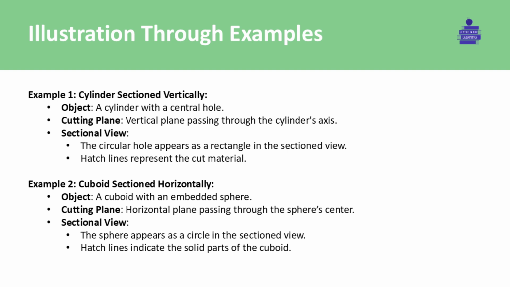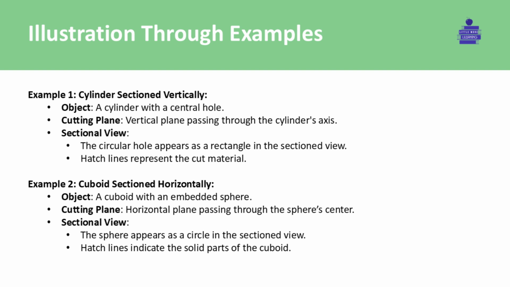Our first example is a cylinder with a central hole, cut vertically. Imagine slicing through a pipe lengthwise. When we make this cut, the circular hole appears as a rectangle in our sectional view. Isn't that interesting? Our hatching lines clearly show which parts are solid material.